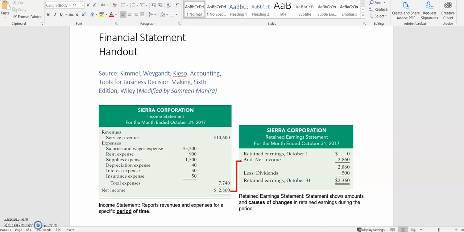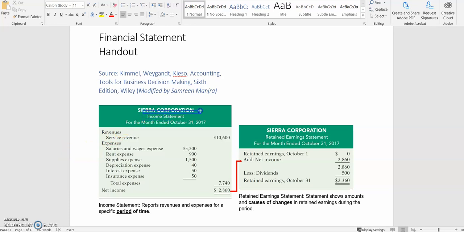Hello Accounting 101 students. In this video, we're going to go over the financial statement handout. This handout is found in Chapter 1 in terms of our course materials and is basically a summary of the 4 financial statements, just providing some simple examples.